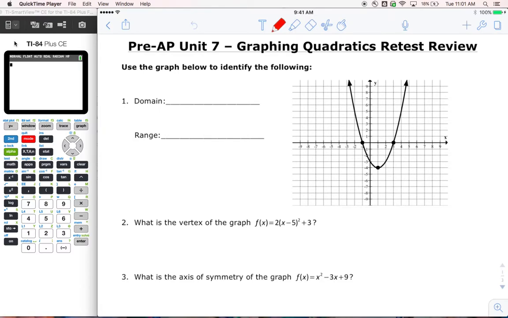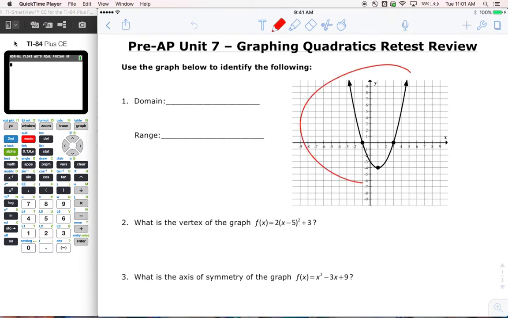Pre-AP Unit 7, Graphing Quadratics Retest Review. Just a quick reminder, you definitely want to make sure that you can do all of these problems by yourself before actually taking your retake. So even though you're going to watch me do them right now, you're going to feel great about it. Make sure you actually take the time to do the problems by yourself before retesting because the problems are so similar. All right, domain. Here we go.